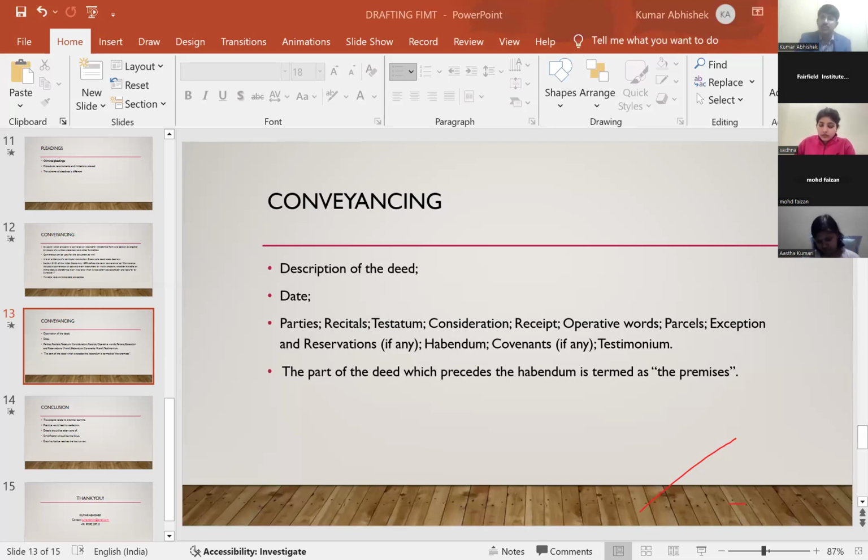Similarly, you describe the second party, then you describe the rights of the owner regarding the property, and then you write that hereinafter it has been agreed between the parties.